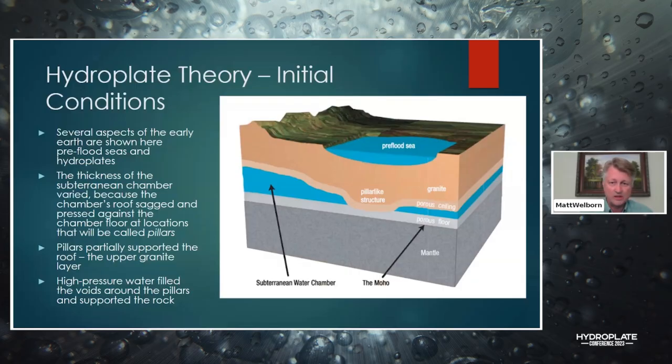And of course, this water, because it's buried underneath this huge 60-mile thick layer of crust, was at very high pressures. And we'll see as we go through what happened as that was ruptured open and why that was the pressure that drove this out to form the oceans.